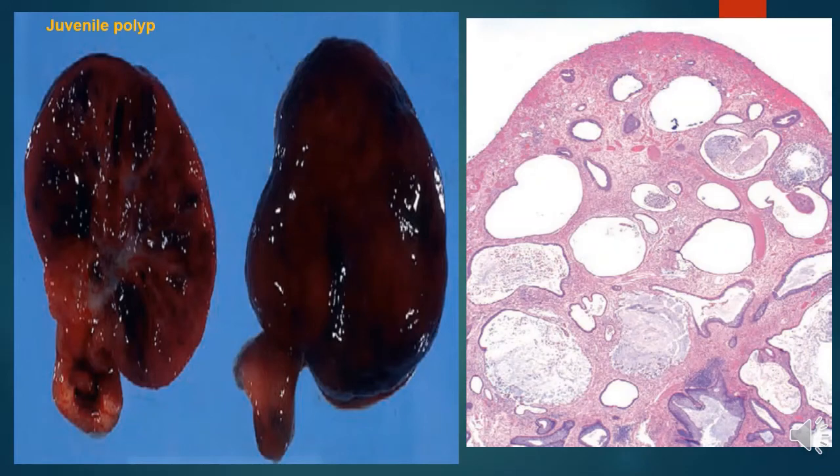In the case of the juvenile polyp, the gross specimen is a cut section, a bisecting view, which shows dilated cystic spaces that are clearly grossly apparent. The next image is the microscopic view of this polyp, which shows cystically dilated glands, easily appreciated, filled with mucus and inflammatory debris in the lumen. The supportive stroma also shows inflammation.